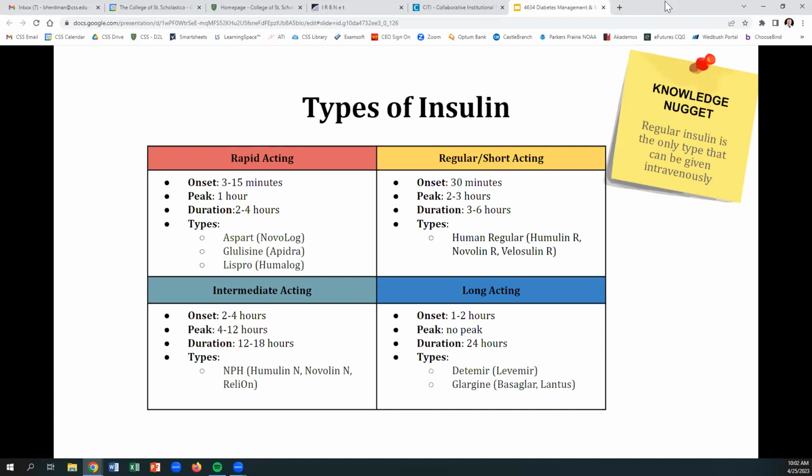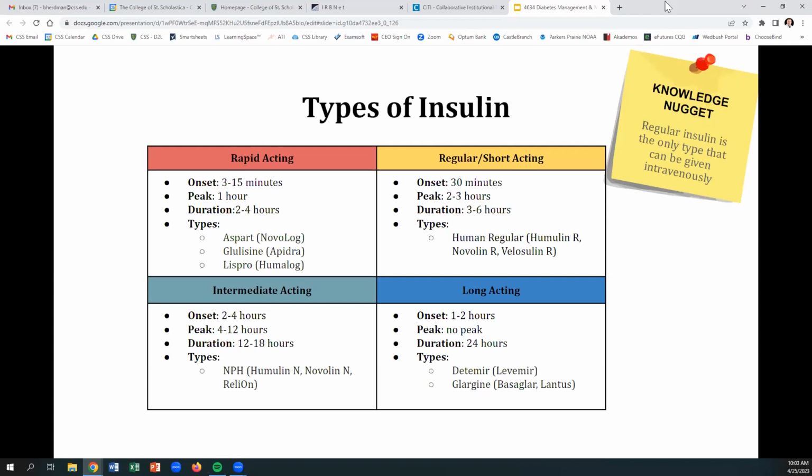Okay. The next is going to be an intermediate acting insulin. And so this is kind of the middle, if you will, of the onset, peak, and duration. The onset is a bit longer, 2 to 4 hours. Peak is 4 to 12 hours. Duration could be a half a day or longer, 12 to 18 hours. Okay. And this is your NPH insulin.